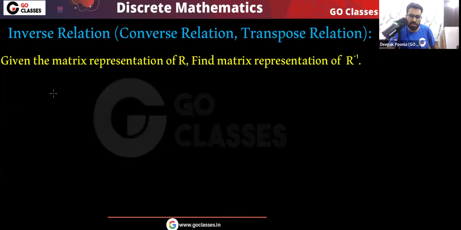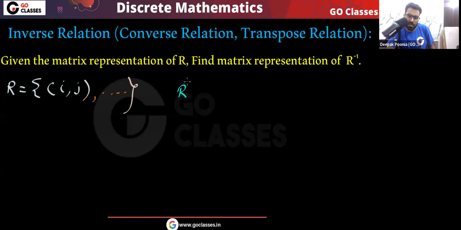Given the matrix representation of R, find the matrix representation of R inverse. Here all you have to do is just apply the definition. You already know, let's assume your relation R contains element ij, means ordered pair ij. So this is relation R which contains ordered pair ij. There can be some more ordered pairs, but this is the relation R. Then tell me, what will be the relation R inverse? If this is the relation R, then R inverse, what will it be? It will contain ji, and so on.